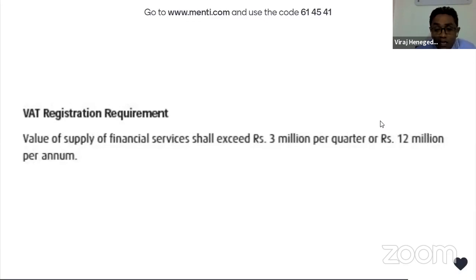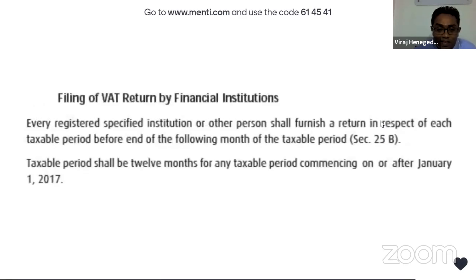Financial service shall exceed 3 million per quarter and 12 million per annum. And filing of VAT return is similar to normal companies, normal VAT registered persons, before the end of the following month of the taxable period. So that's what you need to remember.